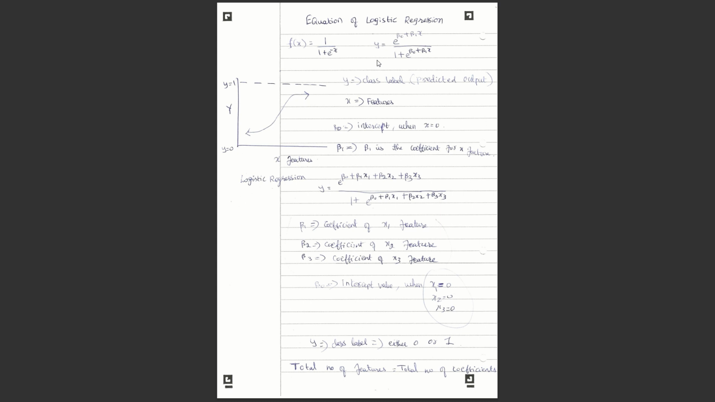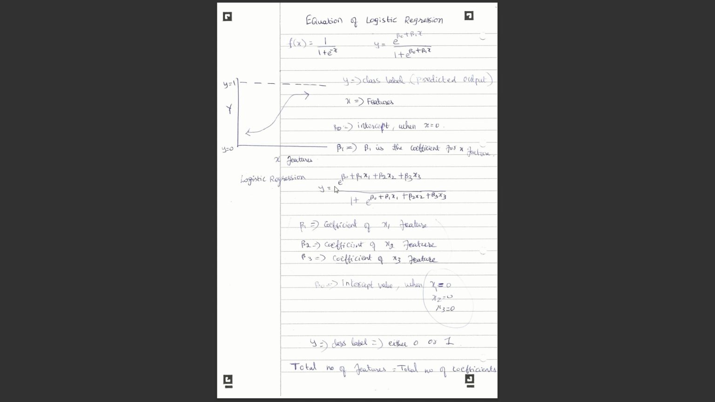So in equation terms, you can say y is equal to exponential of beta 0 plus beta 1 x, divided by one plus that. So beta 1 is the coefficient belonging to the x feature. Beta 0 is the intercept. That is, when x is 0, what would be the coinciding y point. That depends on the beta 0 value. For example, if it is minus 2, the curve would be below, or if it is plus 2, it will be above.